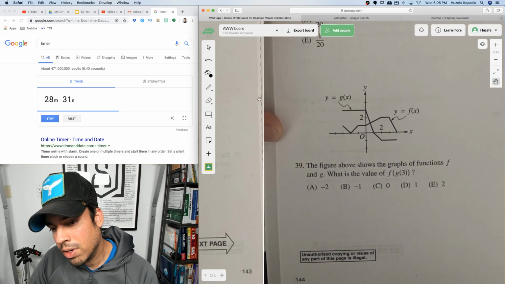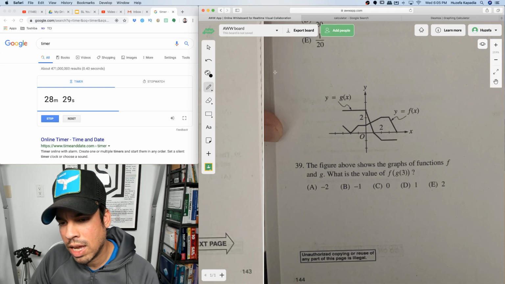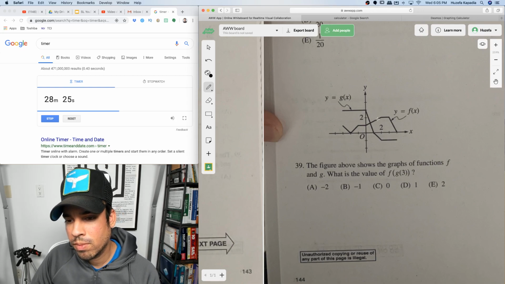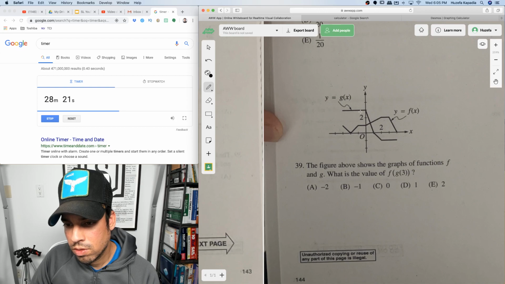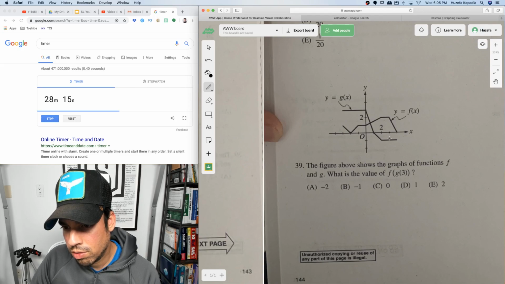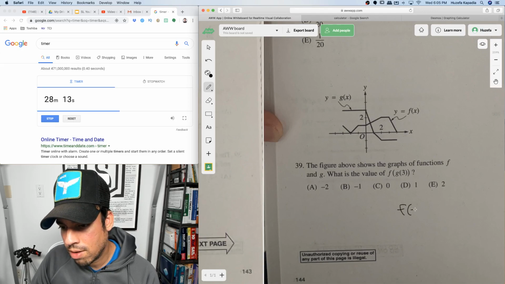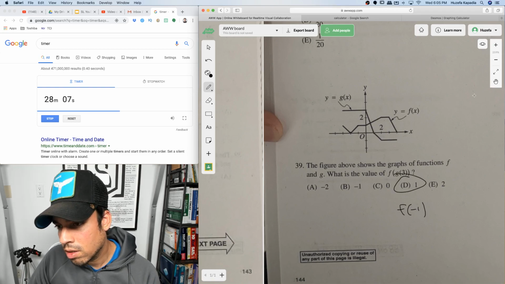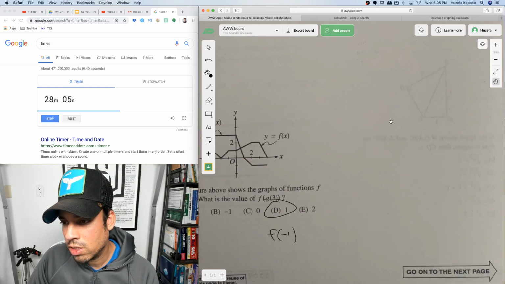The figure above shows the graphs of functions f and g. What is the value of f(g(3))? So first, what is g of 3? It's right here. G of 3 is negative 1. So it's what is f of negative 1? Now we find negative 1 here and plug it into this, and it's 1. That's it. Little function notation action plus graph.